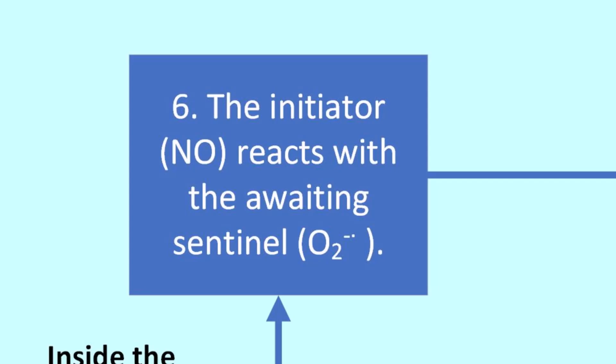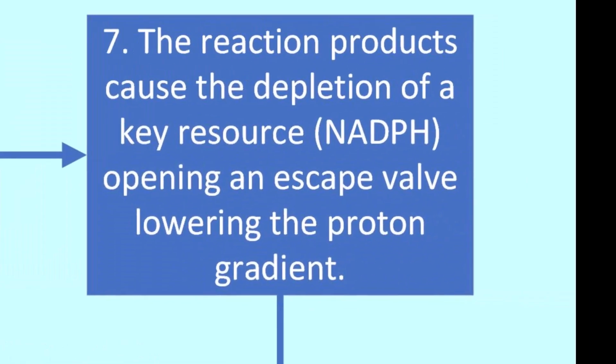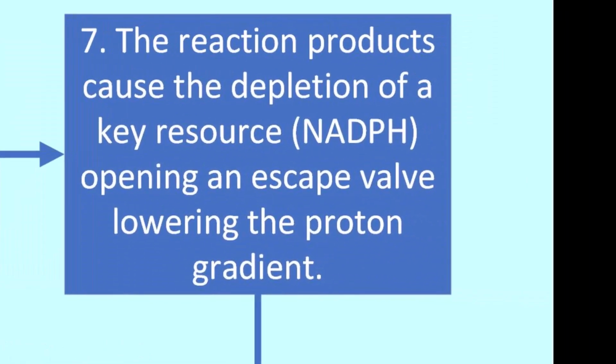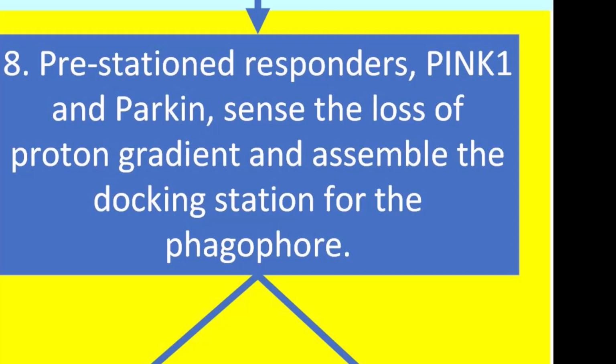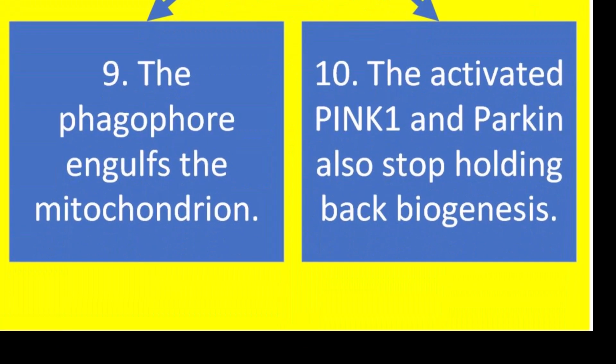Step 7. The reaction products cause the depletion of a key resource, NADPH, opening an escape valve lowering the proton gradient. Step 8. Pre-station responders, Pink1 and Parkin, sense the loss of proton gradient and assemble the docking station for the phagophore. Step 9. The phagophore engulfs the mitochondrion. Step 10. The activated Pink1 and Parkin also stop holding back biogenesis.